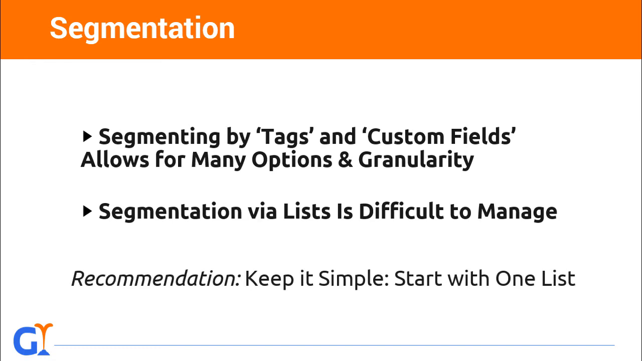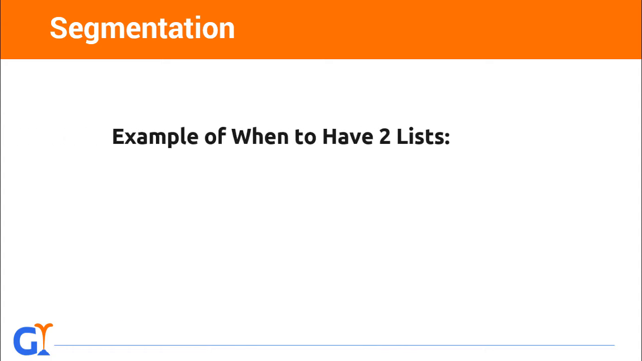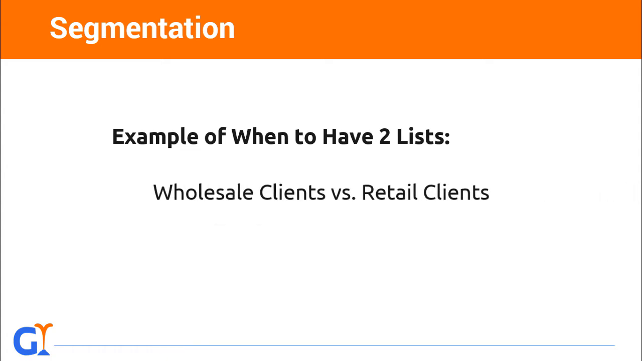You can always expand to more lists later, but to keep things simple at the beginning, I'd recommend starting with just one. That said, there are some cases where having several lists makes sense. If you know you would never send an email to two different audiences, that's a good time to consider a second list. For instance, if you have both wholesale clients and retail clients, it's unlikely the messaging would be the same for both. In this instance, separate lists are a good idea.